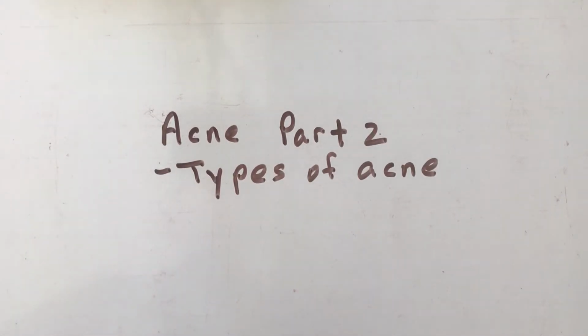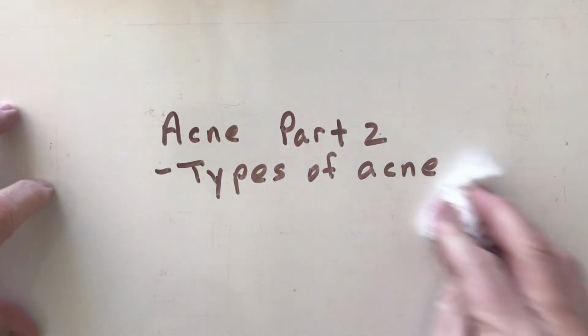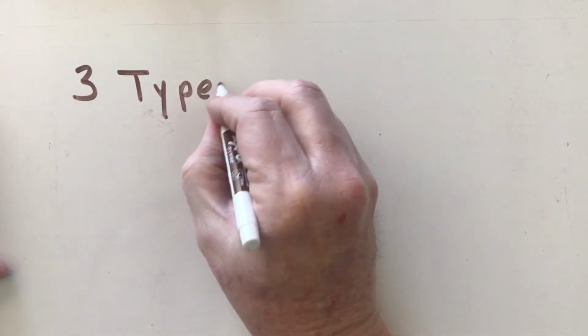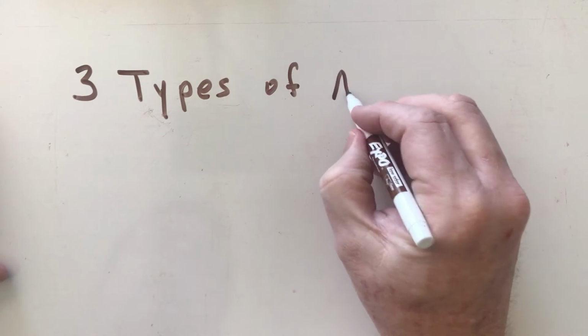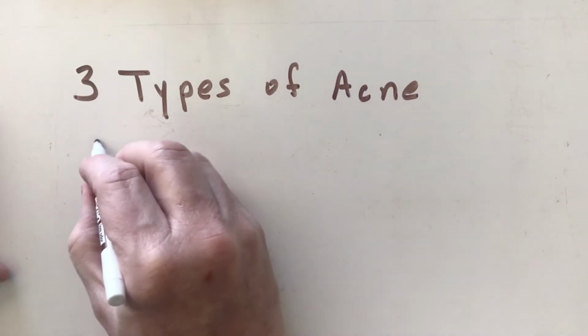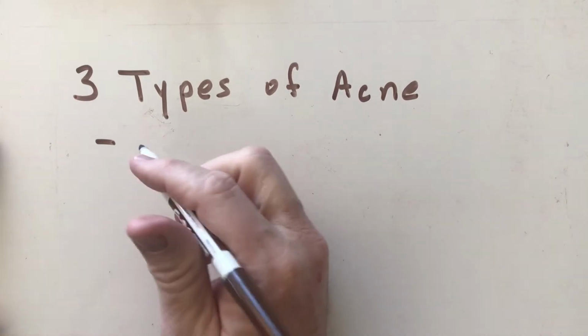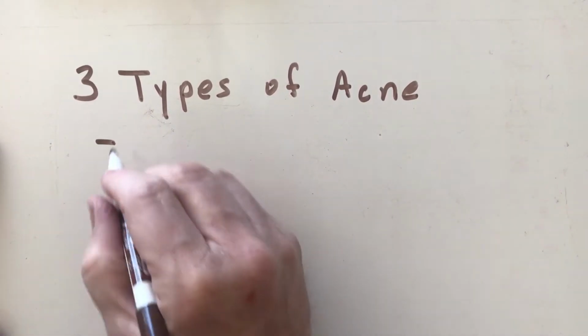Okay, so now we're going to talk about acne, part two. In the first one, part one, we talked about what causes acne. Now we're going to talk about the different types of acne. So the three types of acne that we are going to talk about are comedonal acne. This one's really easy. It's just mild acne that people get every day.